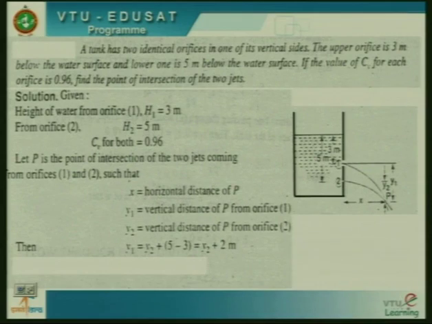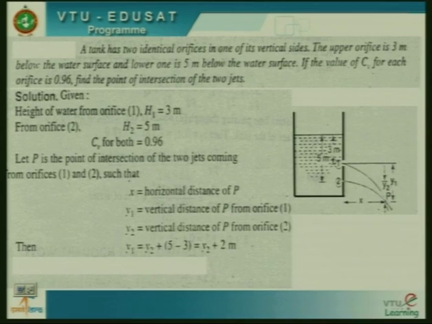Now the speciality of this problem is, there is a tank, there are two orifices. Here if you look at this figure, there is an opening here, there is an opening here. Now this is a jet profile from orifice 1 and this is a jet profile from orifice 2. So this jet and this jet, they meet at a common point. The question asked is, what is the value of x comma y for this case?